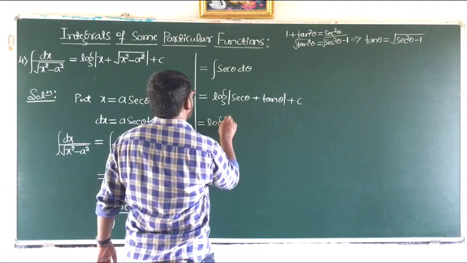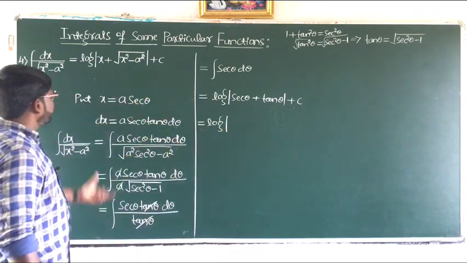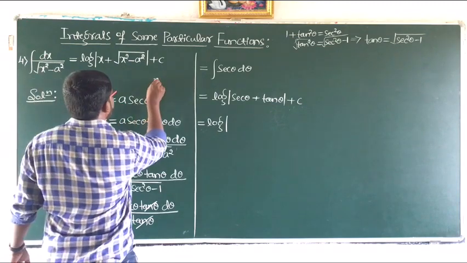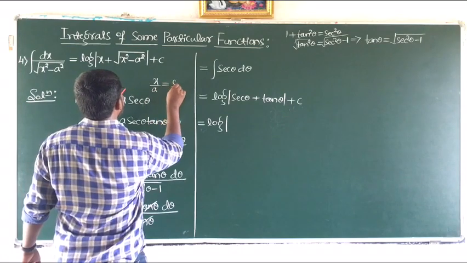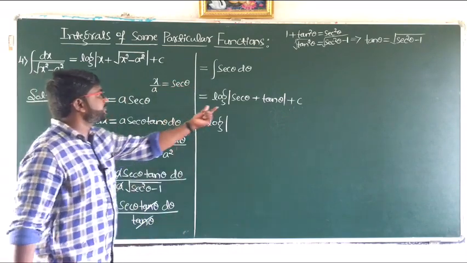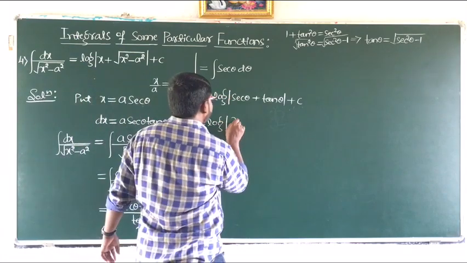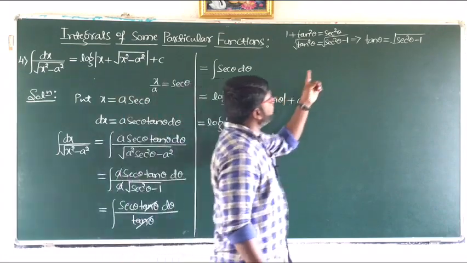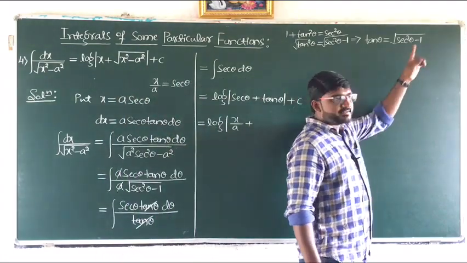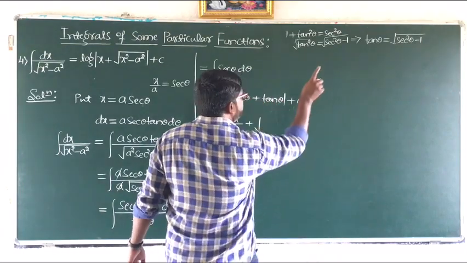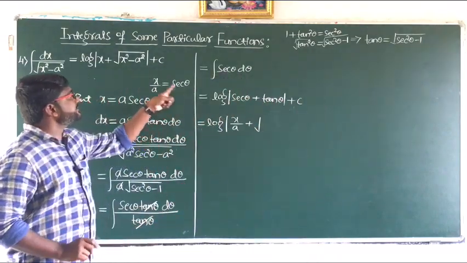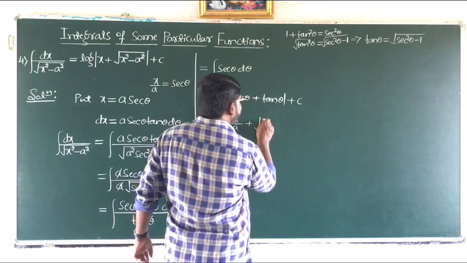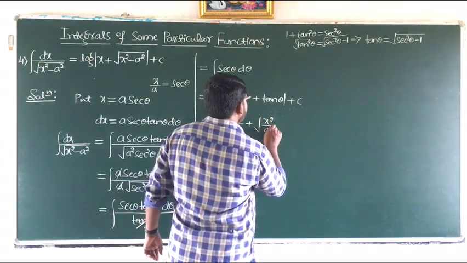Log mod. What is secant theta now? From this one, take a to the LHS, it goes to the denominator. So here it becomes x by a, which equals secant theta. So in place of secant theta, I can write x by a. So I write x by a plus. What is tan theta now? Tan theta is the square root of secant square theta minus 1. Secant theta is x by a, so secant square will be x square by a square. So I am writing it directly now: x square by a square minus 1.